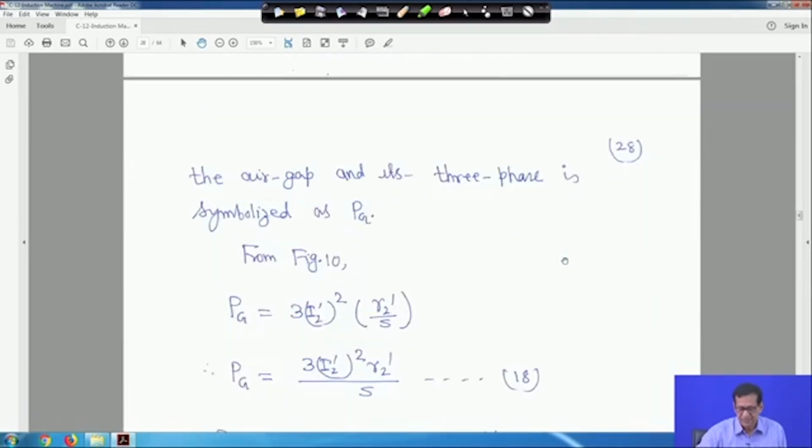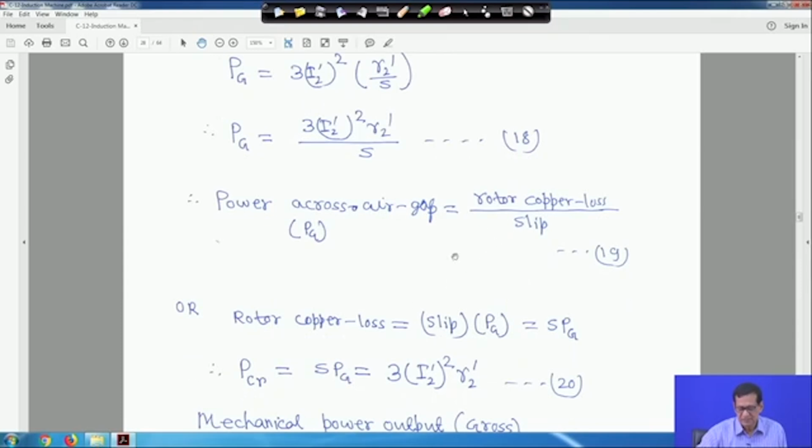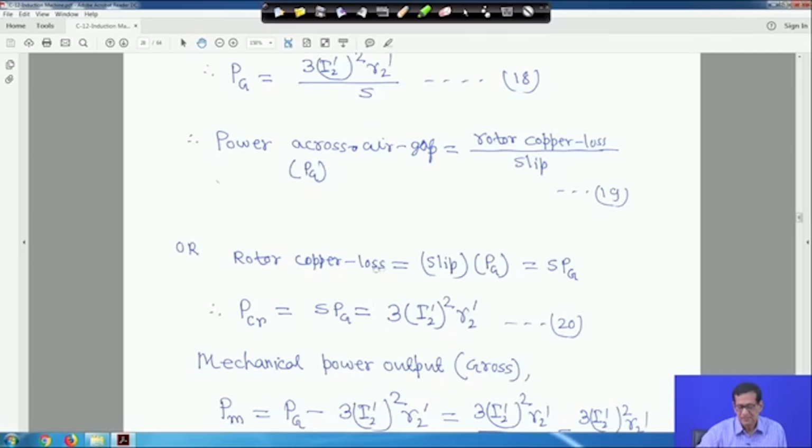So that means Pg is the power across the air gap, and it is equal to 3 I2 dash square into R2 dash by S. This is basically the rotor copper loss divided by slip. Therefore, rotor copper loss is equal to slip into Pg, that is, S into Pg.